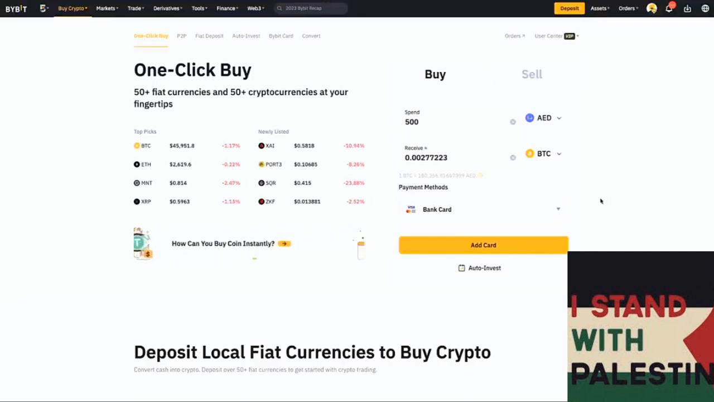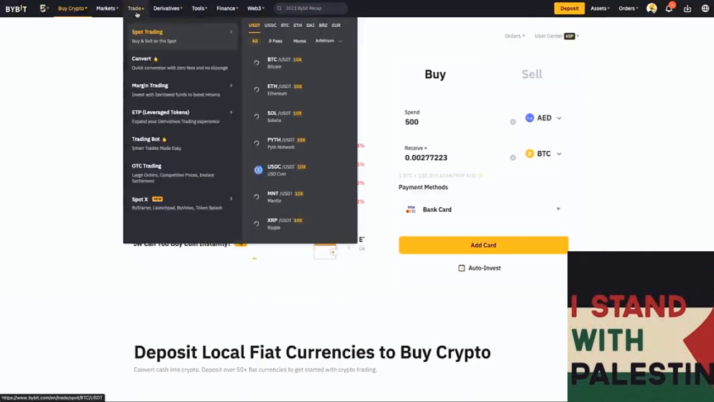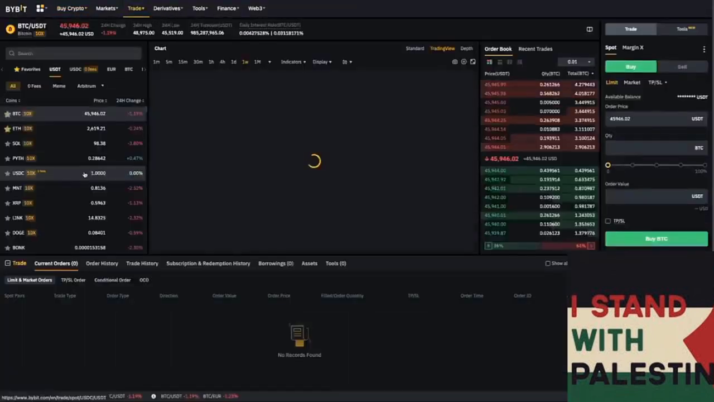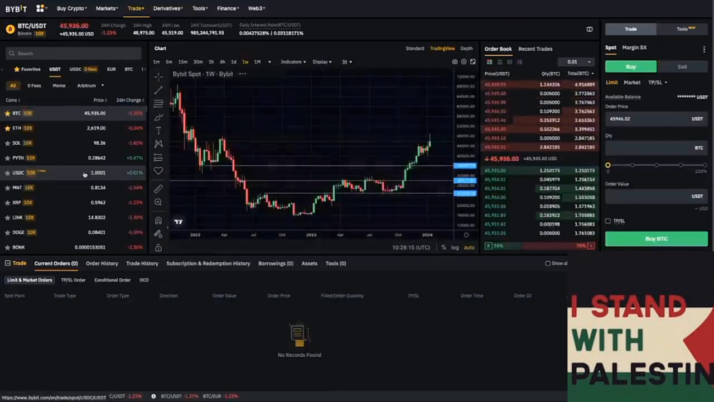So this is an option, and if you're using this option, just directly buy the crypto that you want to hold. The more professional way is to use the spot trading market. So we'll go to trade here, spot trading, and then BTC. And what a lot of people do is trade BTC against the stable coin.